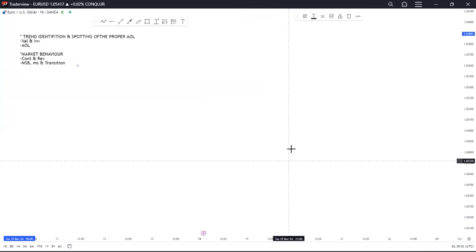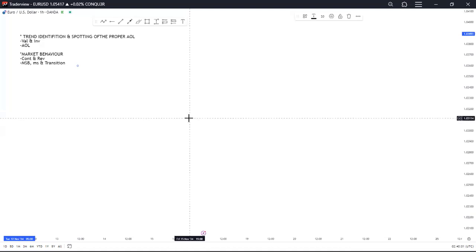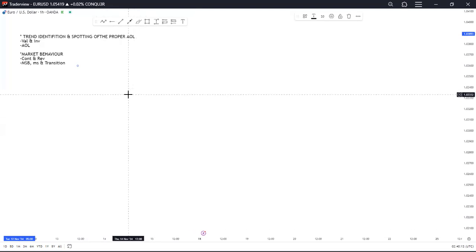Okay, so today we'll talk about trend identification and spotting of the proper area of liquidity. And within that, we'll take a look at how we spot the validation point, invalidation point, and area of liquidity. But also, we'll talk about market behavior, right? So we'll check out the behavior of the market, basing on the trend. We'll see the continuation move and reversal move, but also the difference between market structure break, market shift, and transition.